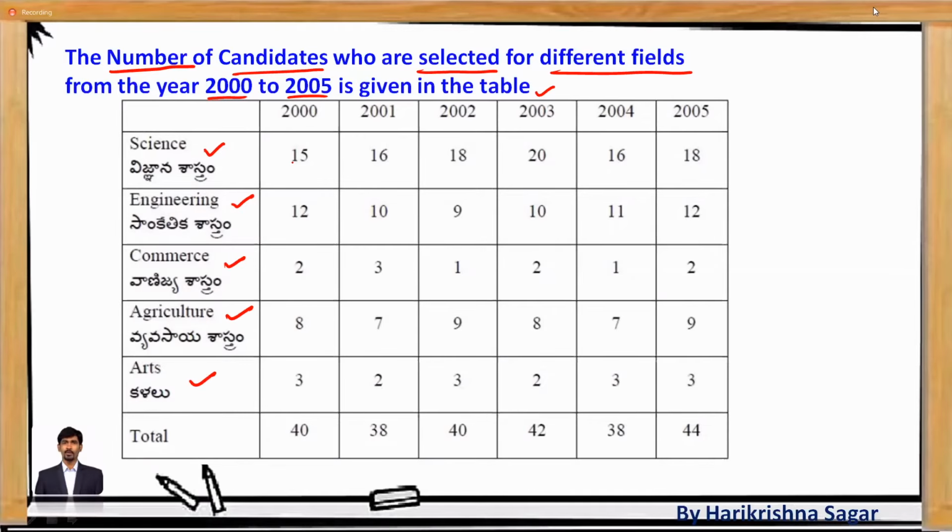So in 2000, in science there are 15, in engineering 12, and in commerce 28. So all this data is given.